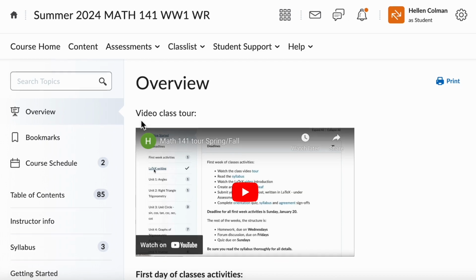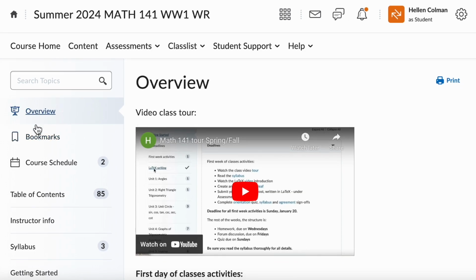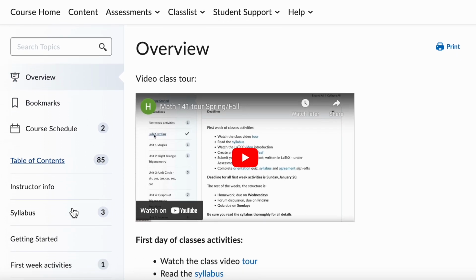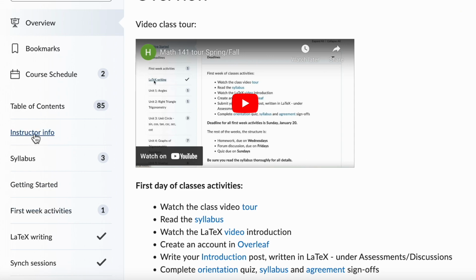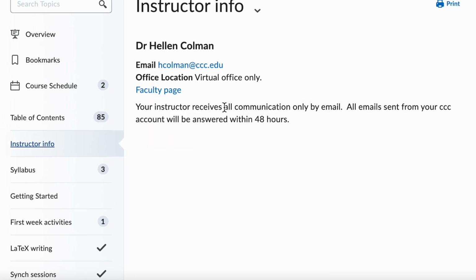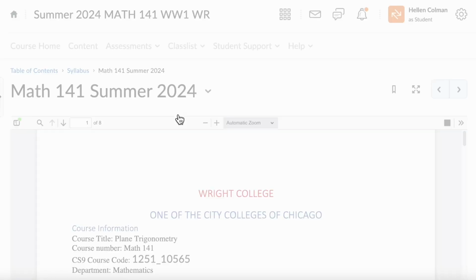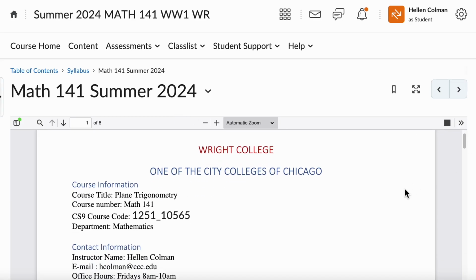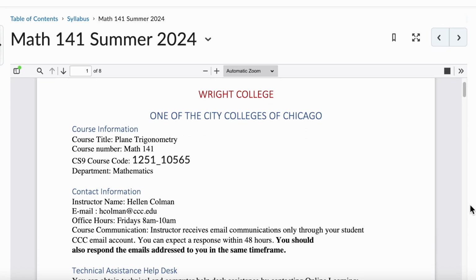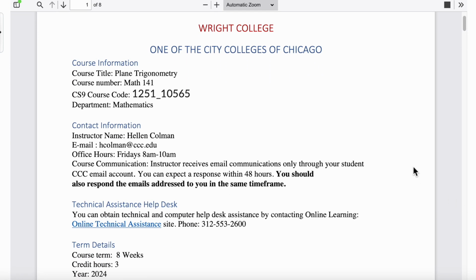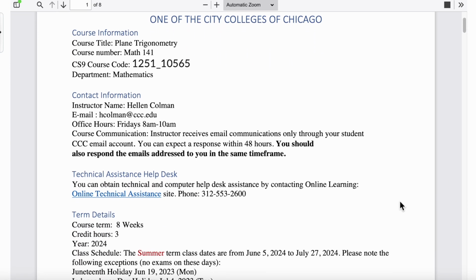So coming back to the table of contents here, you will see that at the beginning you have a tab with the instructor information, and then a tab for the syllabus. So this is very important. This is the document that rules this class. So be sure that you read completely this document.